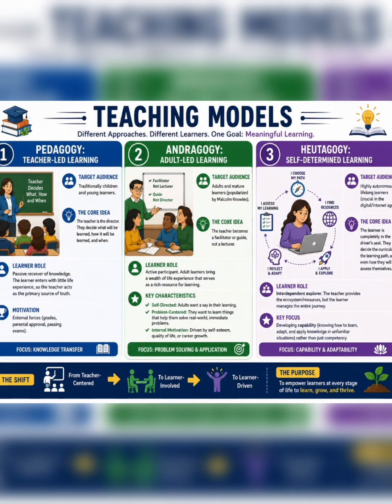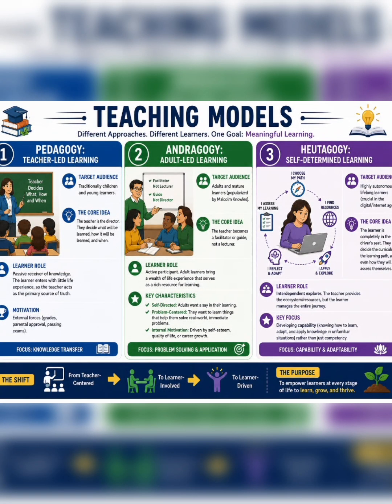So, think about the last thing you learned. Did you learn it because a teacher told you to? Because you needed it to solve a real world problem? Or because your own curiosity drove you to find it on the internet? Education isn't a one size fits all paradigm. As our minds mature, the entire way we acquire knowledge completely transforms. Today, we are diving in to explore the three foundational teaching models: pedagogy, andragogy, and heutagogy. We will look at how we shift from being passive listeners to self determined lifelong explorers.